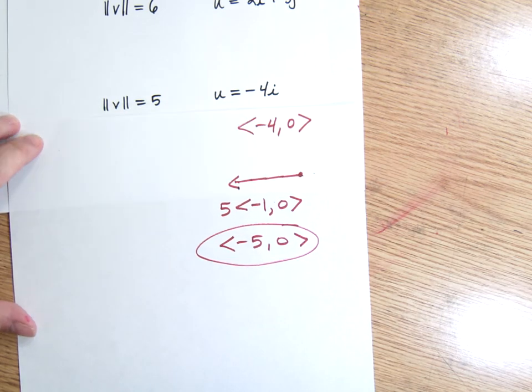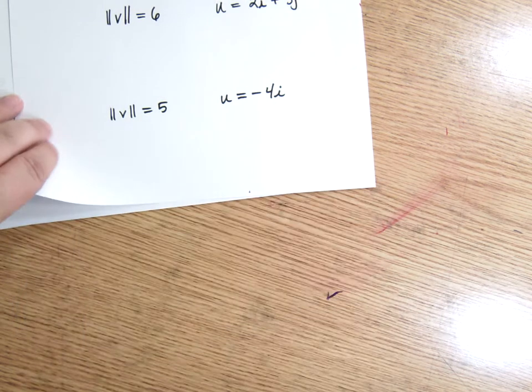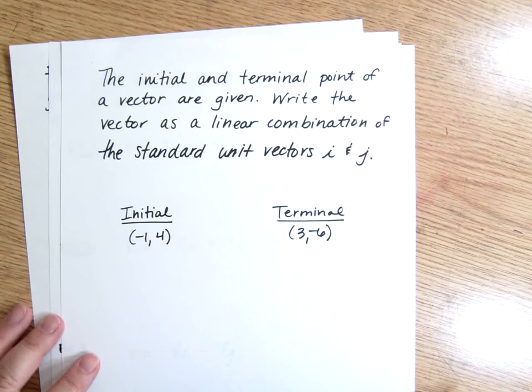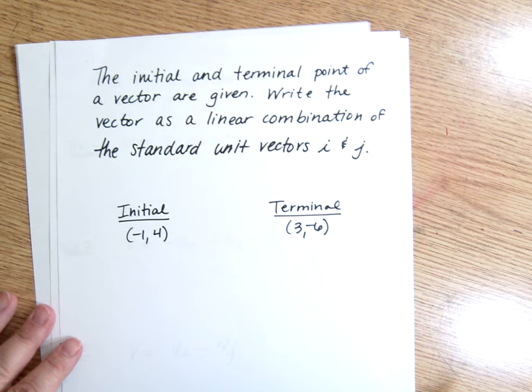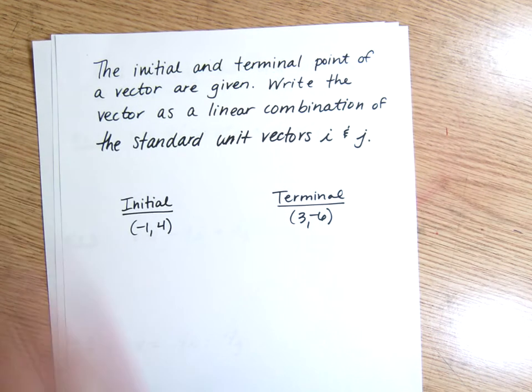And that's how you do those. All right, let's move on. Okay, the initial and terminal point of a vector are given. So this is another type of problem. Write the vector as a linear combination of the standard unit vectors i and j. This is even a little simpler than what we just did.